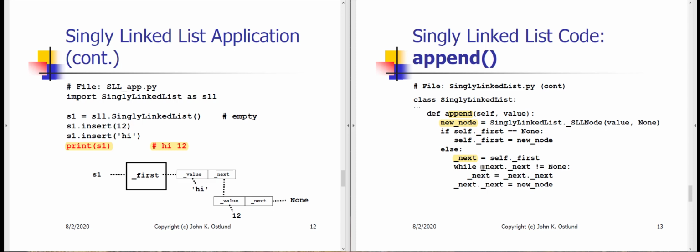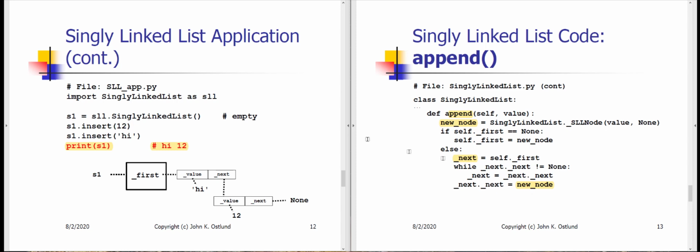So if there is a next node, that is, if the next is not equal to None, then we need to bump our next variable forward to next, and we keep going until we discover the node that is at the very end of the list. When we discover that next is None, then it's at this point that we want to add our new node. And now we're done.